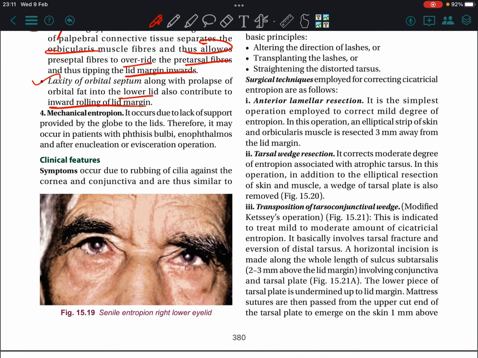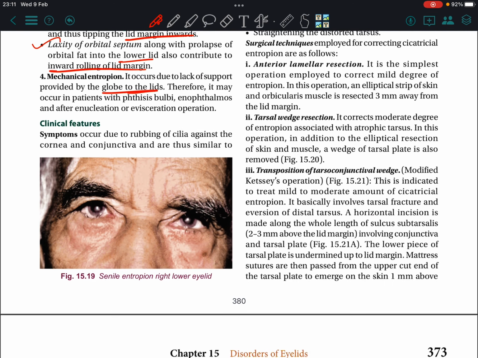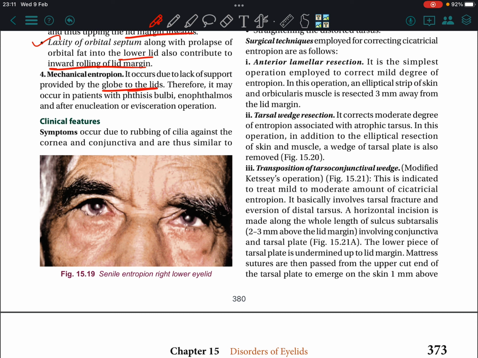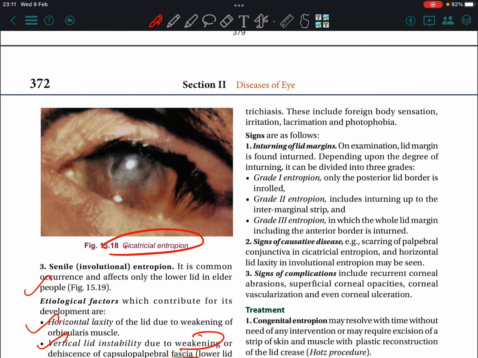Mechanical entropion occurs due to lack of support provided by the globe to the lids. Therefore, it may occur in patients with phthisis bulbi or enophthalmos, or after enucleation or evisceration operations. Clinical features: symptoms occur due to rubbing of cilia against the cornea and conjunctiva and are thus similar to trichiasis. These include foreign body sensation, irritation, lacrimation, and photophobia.